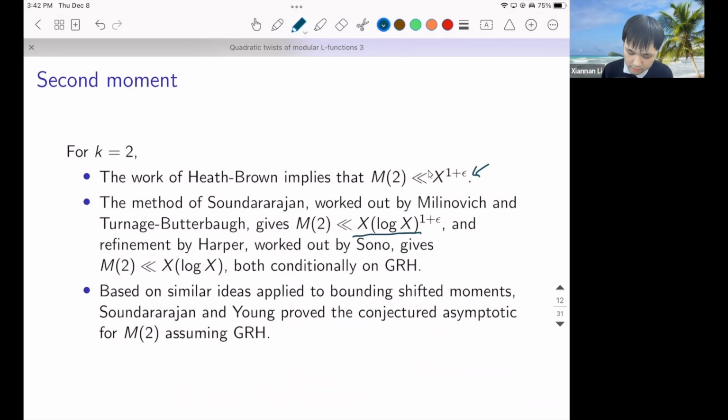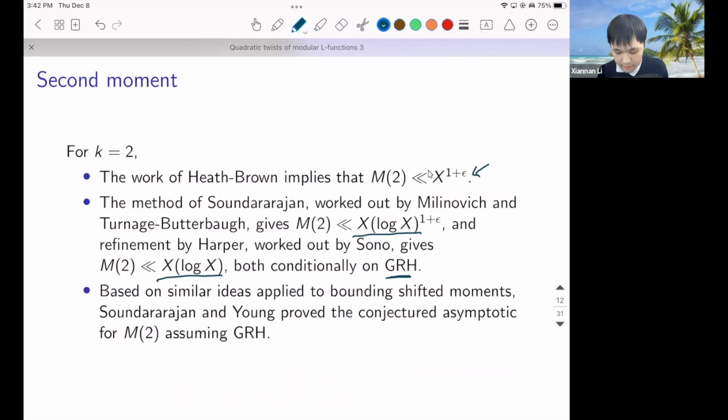And this was worked out. So Sound worked it out for just the Riemann zeta function. For this family, it was worked out by Milinovich and Turnage-Butterbaugh. And there's a refinement by Harper, which would also lead to the improved result, x log x, which was worked out by Sono. All these results are conditional on the generalized Riemann hypothesis, which I'll always write as GRH.